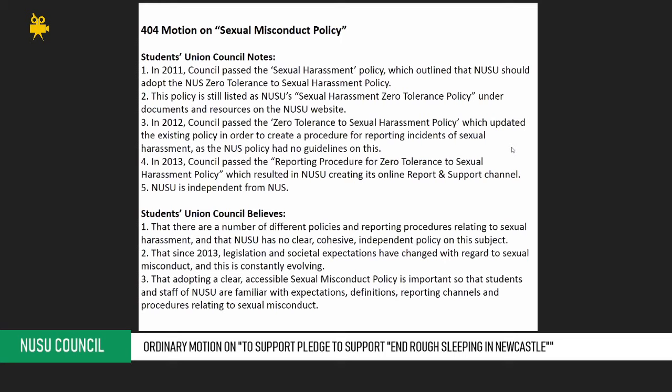I'm a massive attention seeker, hi. So this one is really important. Basically, looking through all the policies of council, we've adopted loads of sexual misconduct policies. It's all over the place. We originally had NUS's policy, which wasn't a policy. It was more guidance on how to embed zero tolerance into your union. And obviously we're disaffiliated from NUS now, so we can't really adopt that policy.